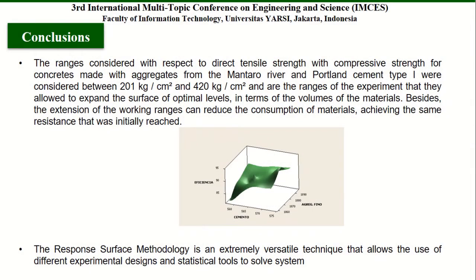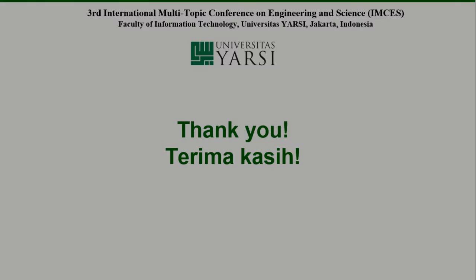So as a conclusion, the range considered with respect to the direct tensile strengths and compressive strengths for the concrete made with aggregates from the Manzaro River and Portland cement, Taiwan, were considered between 201 kilograms per square centimeter and 220 kilograms per square centimeter, and are the range of the experiment that allowed expanding the surface of optimal levels in terms of the volumes of the materials, besides the extension of the working range, which can reduce the consumption of materials. So the response surface methodology is an extremely versatile technique that allows the use of different experimental designs and statistical tools. Thank you very much.